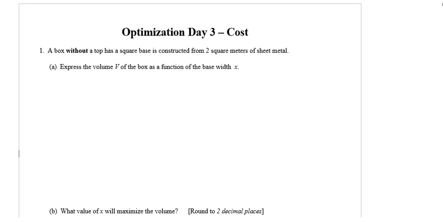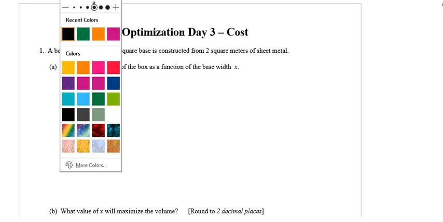All right, so let's go ahead, let's jump in and let's talk about cost. Oh, money, that's a fun topic, always. All right, and number one, we're talking about a box without a top. This box has a square base, and this box is constructed using 2 square meters of sheet metal. They want us to, in part A, express the volume of the box as a function of its base width, which they want us to call x.